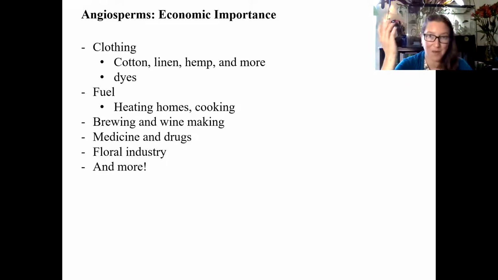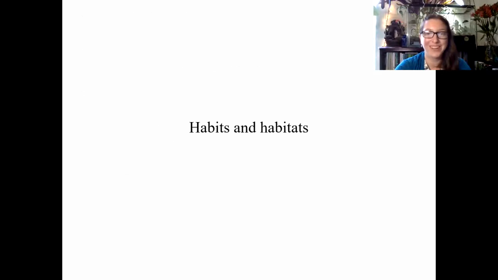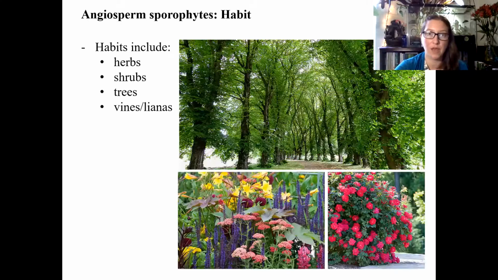I could talk all day about what angiosperms do for us, but I won't. I'll spare you. What do they look like and where are they found? Habit is their form, and habitat is where they live. So what do they look like? Everything, pretty much. Angiosperms can be herbs, shrubs, and trees. They can be vines, which are herbaceous, and lianas, which are woody vines.